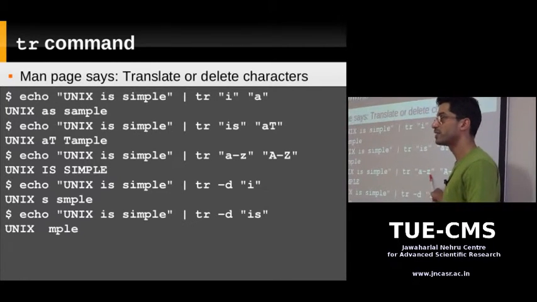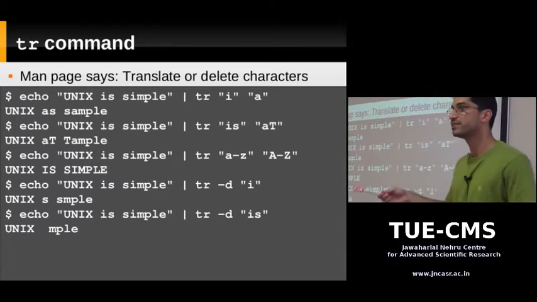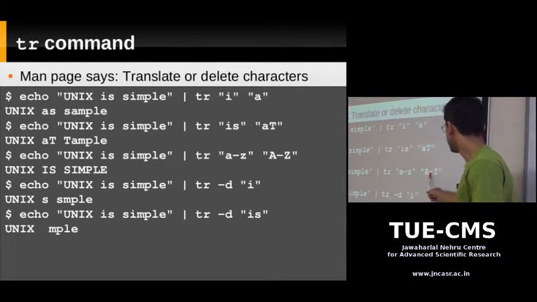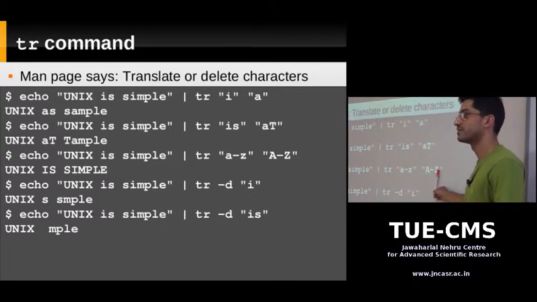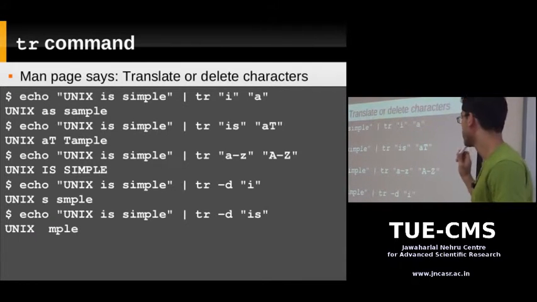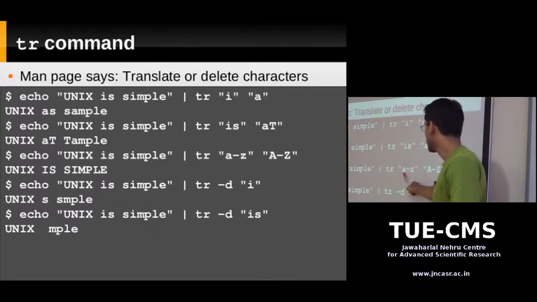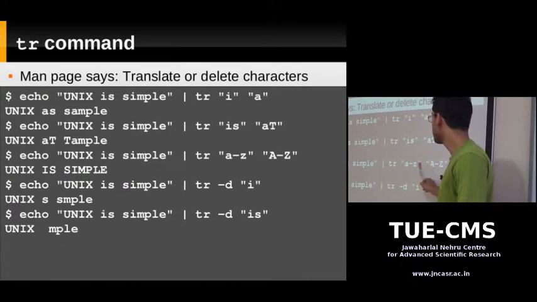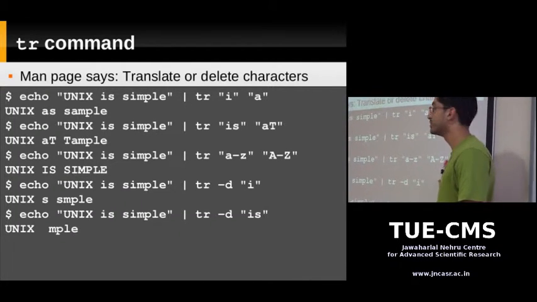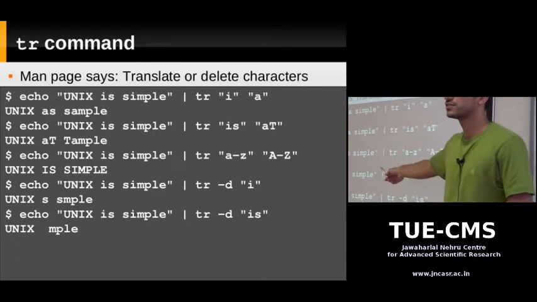Lowercase a up to lowercase z. This expands to a, b, c up to z. And uppercase A to uppercase Z. So that's all the lowercase alphabets mapped to all the uppercase alphabets. So lowercase a is converted to uppercase A, and lowercase b is converted to uppercase B. So the whole string comes out as uppercase.